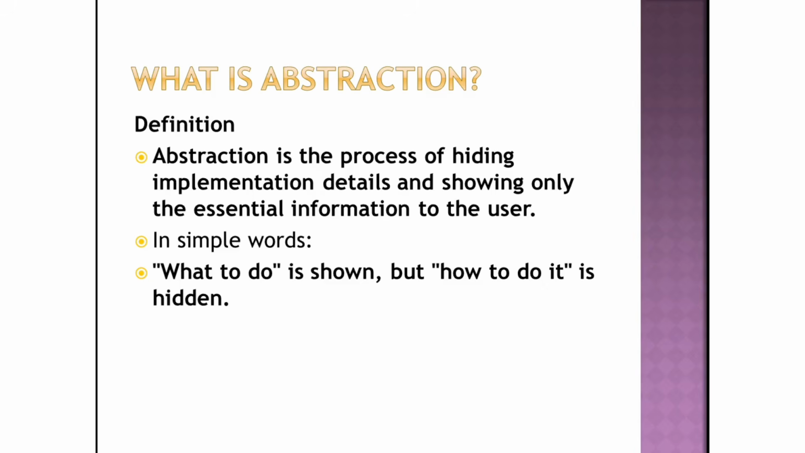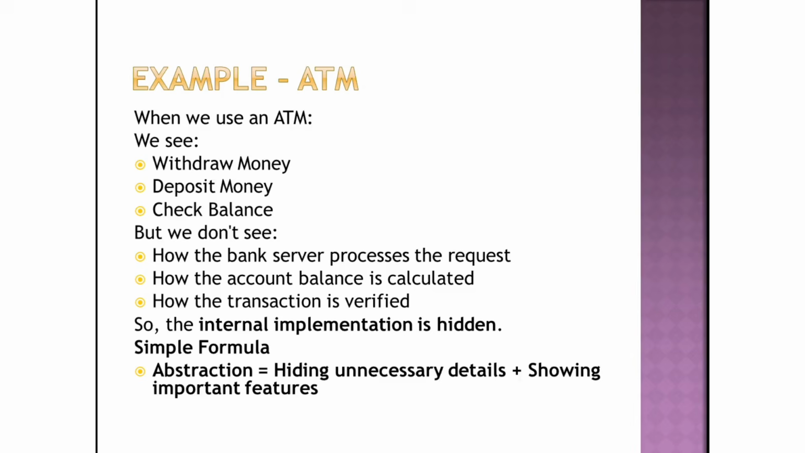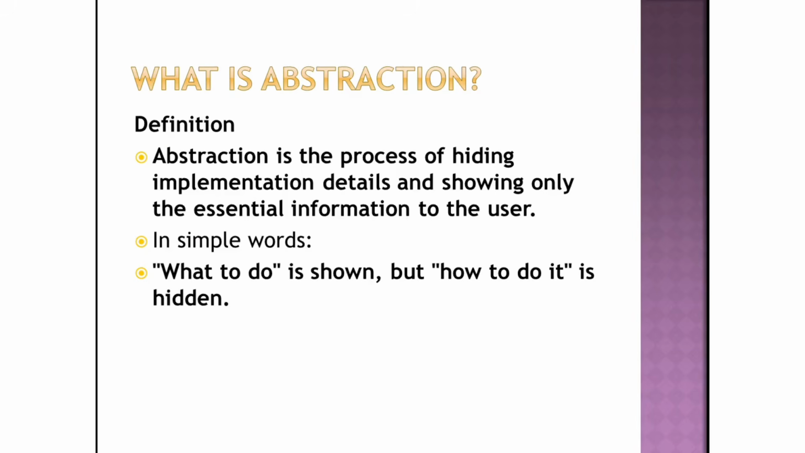For example, when we use a calculator, we press buttons such as addition or subtraction. We don't need to know how the calculator internally performs the calculations, right? So similarly in Java, abstraction allows us to expose required functionality while hiding implementation details. So the simple formula from our PPT is: abstraction equals hiding unnecessary details plus showing important features. This is the main concept we need to remember before moving into abstract classes.